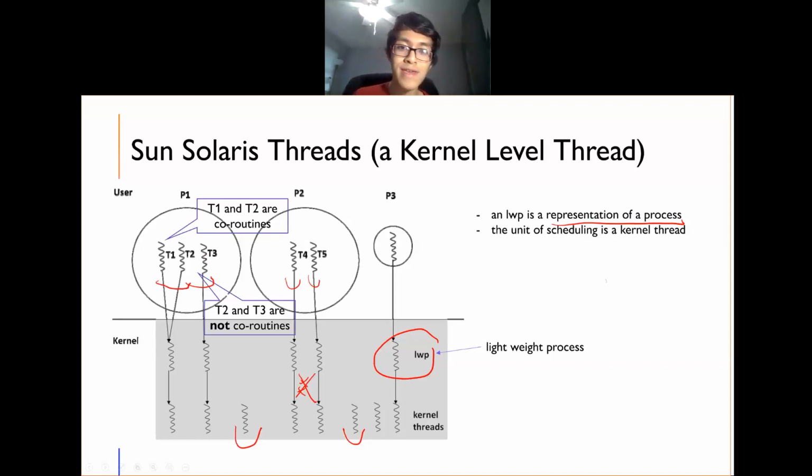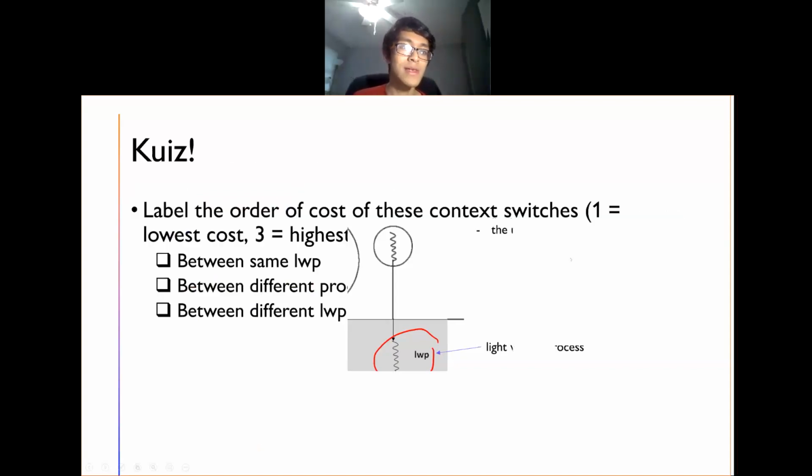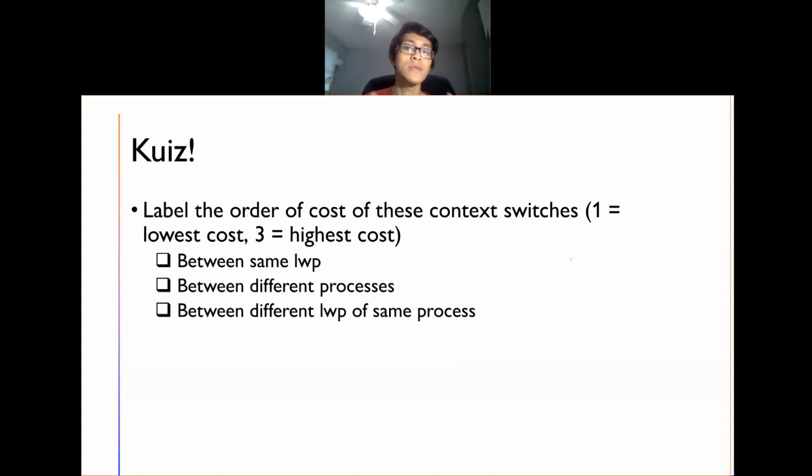Okay, I have a quiz for you. Label the order of cost of these context switches, 1 being the lowest cost in terms of context switches, and 3 being the highest cost. So which one is it? 1, 2, 3, or 1, 3, 2? I'll give you 20 seconds.